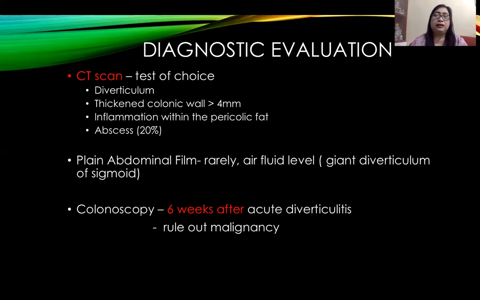What are the diagnostic modalities that you use? The best and the diagnostic exam of choice is the CT scan. What do you see on CT scan? You can appreciate the diverticulum. You see the thickened colonic wall, meaning it becomes more than 4 millimeters. There is inflammation within the pericolic fat, and in 20% of patients, abscess formation may be appreciated on CT scan. What about plain abdominal X-ray?